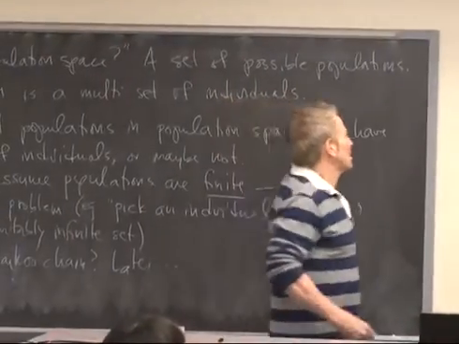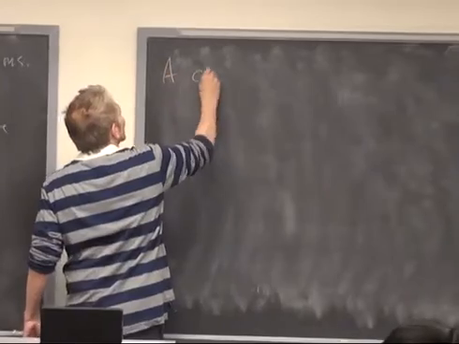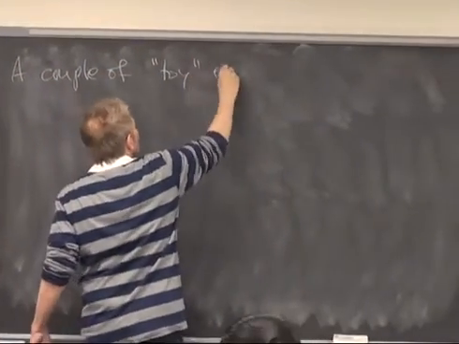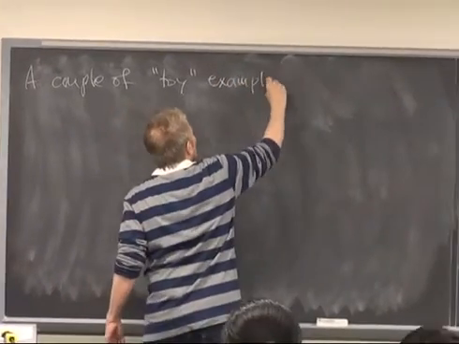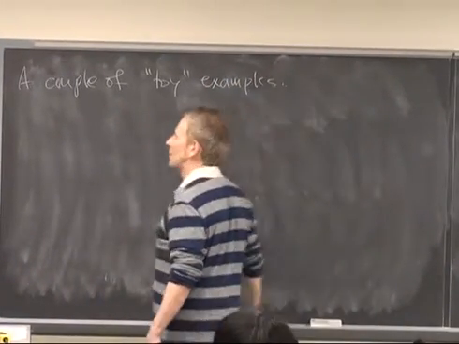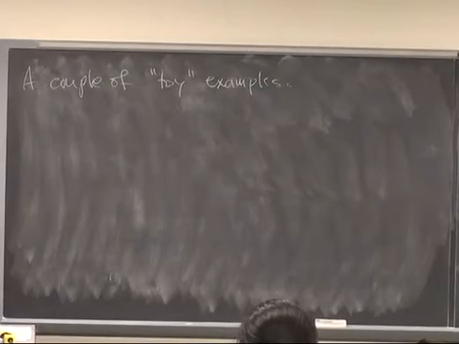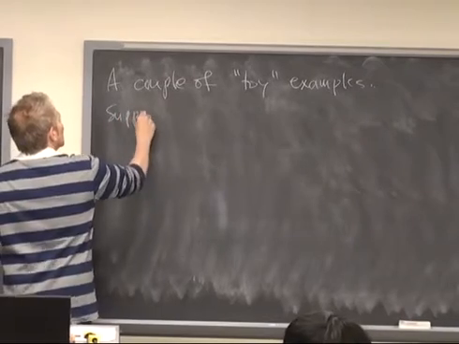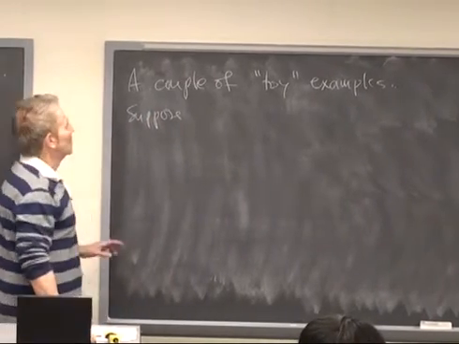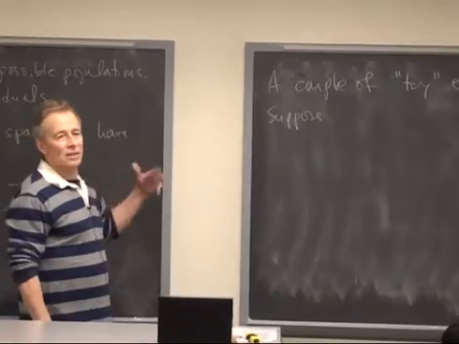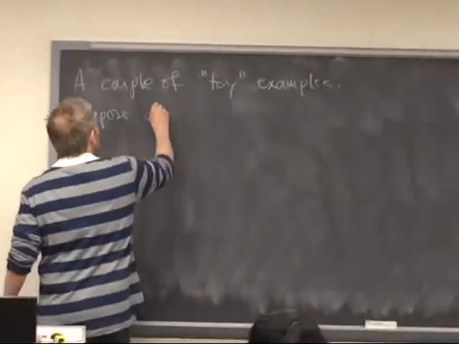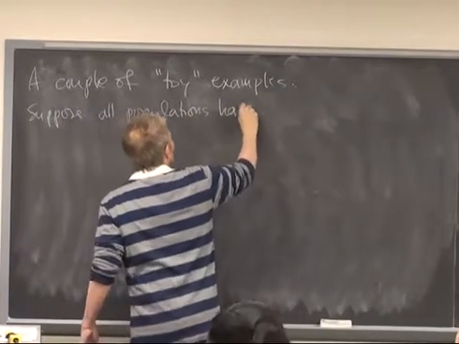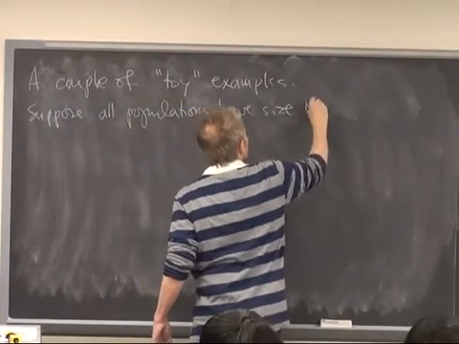Okay, so let's look at a couple of toy examples. But these are toy examples, but they illustrate some of the kinds of things that you're looking at. Okay, so suppose you've got the following situation. Suppose that your populations all have some size, let's call it capital N. So all the populations in population space have size capital N.